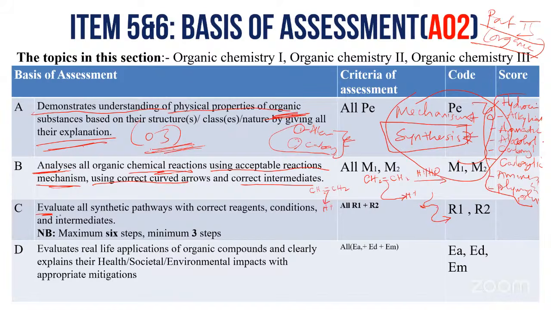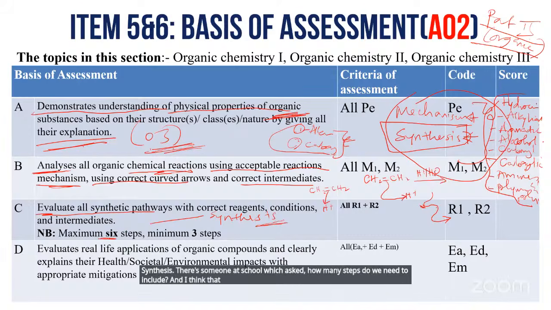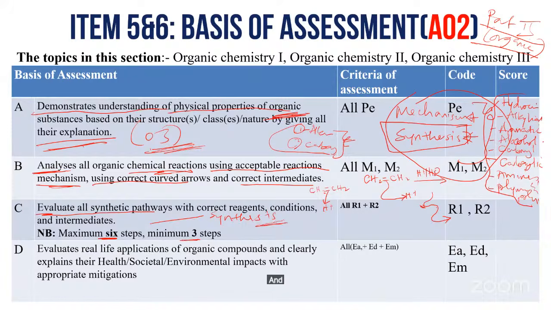Then part C, evaluate the pathways. This is the synthesis they're talking about. Someone at school asked, how many steps do we need to include? And they're saying let them be a maximum of 6, and a minimum of how many? 3. Are you seeing that?